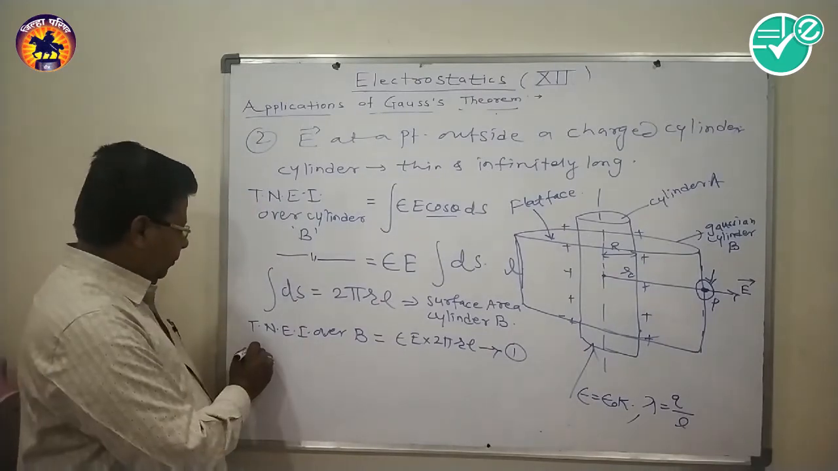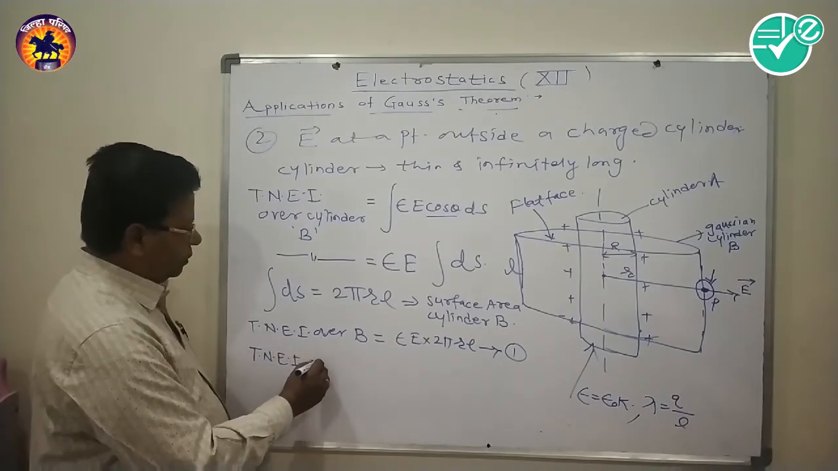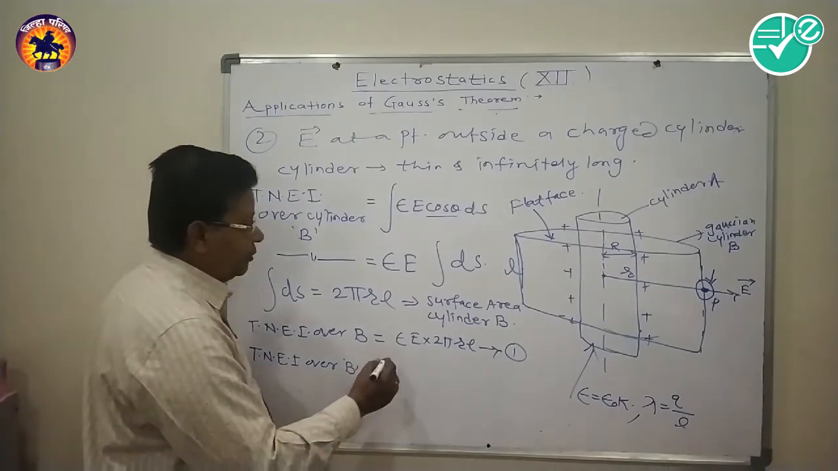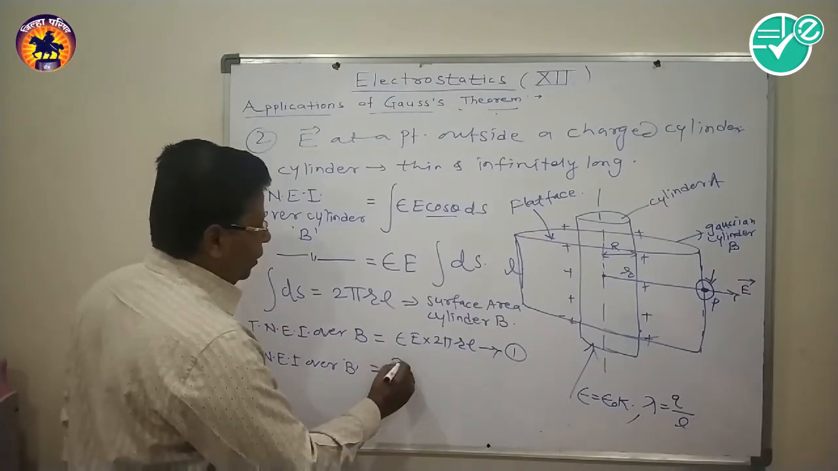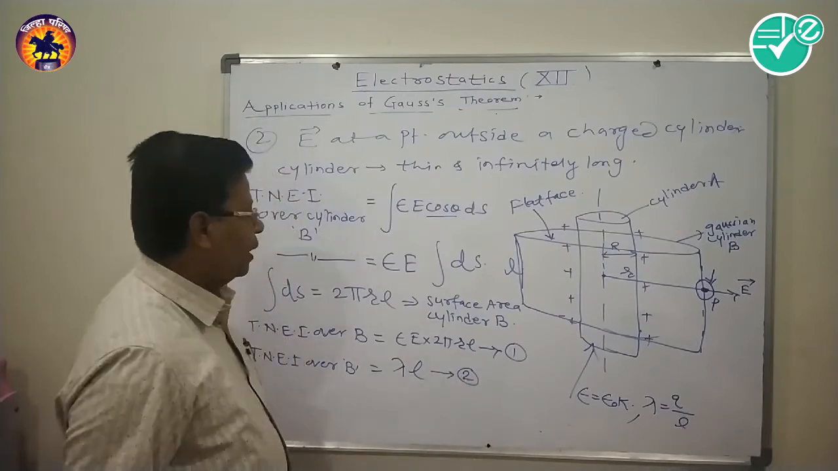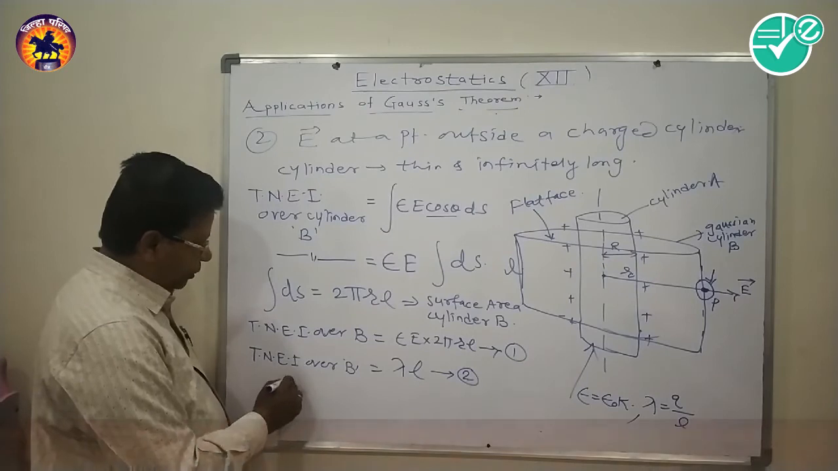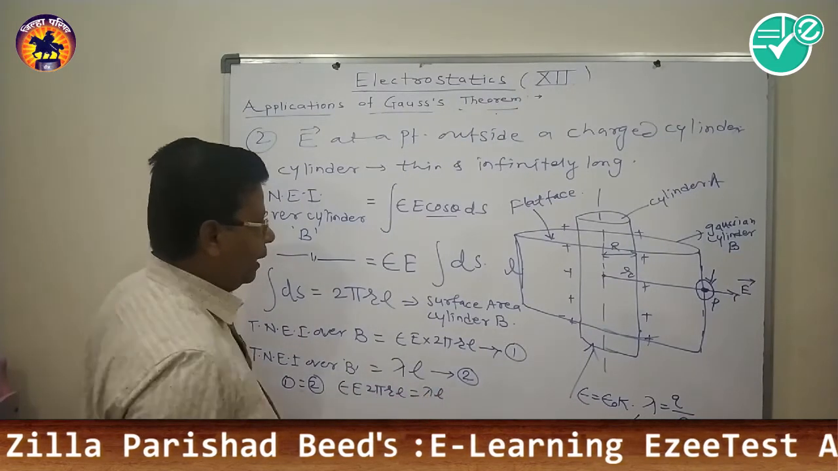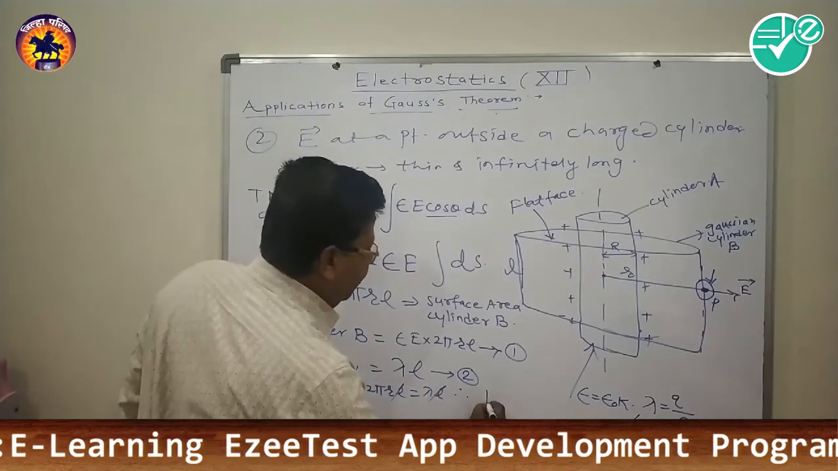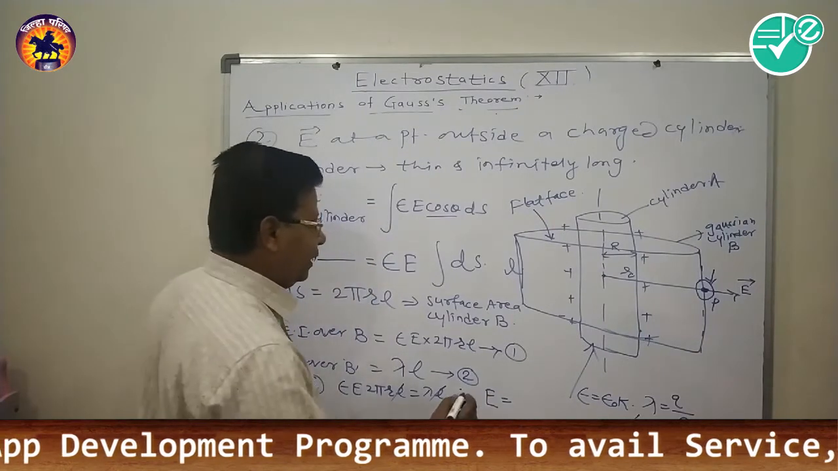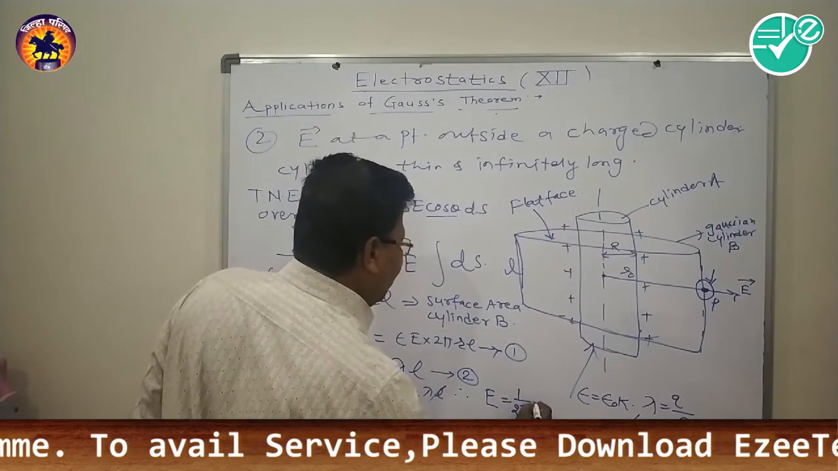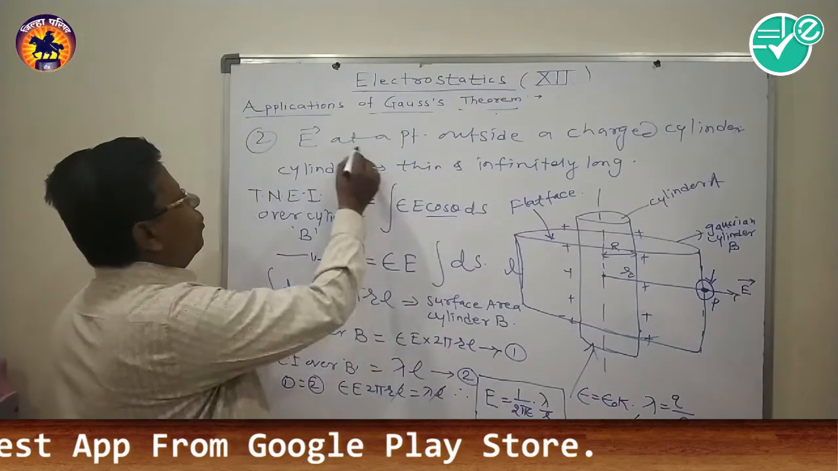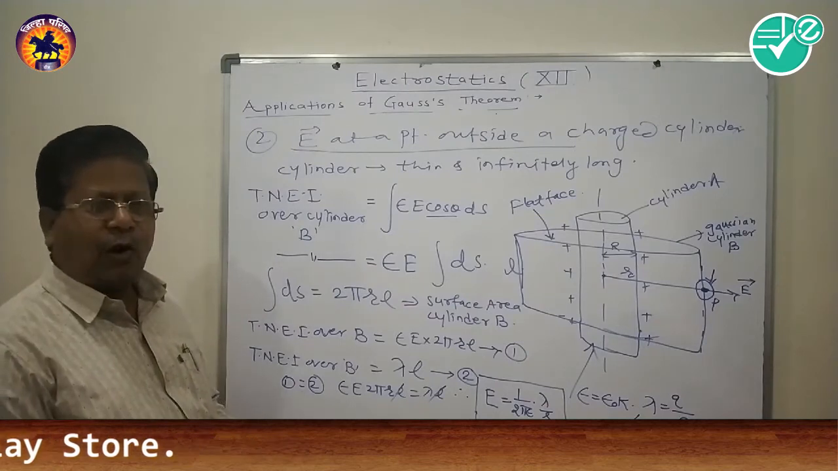Again, from the statement of Gauss theorem, the TNEI over cylinder B is equal to algebraic sum of electric charges enclosed by the cylinder B, which is equal to Q, which is equal to lambda into small l. So this is equation number 2. Then equating 1 and 2, we get epsilon E 2 pi r into L is equal to lambda into L, and hence we get the value of electric field intensity at a point outside a charged cylinder, which is equal to 1 upon 2 pi epsilon into lambda divided by small r. So this is the expression for electric field intensity at a point outside a charged cylinder in terms of linear charge density.